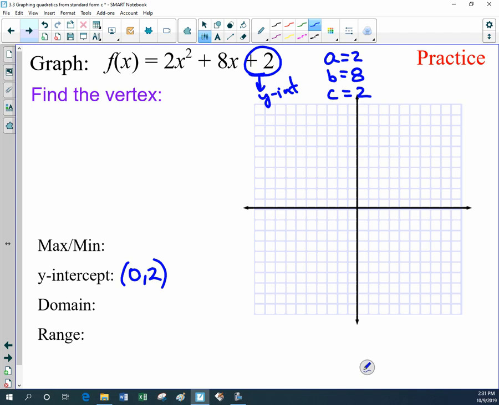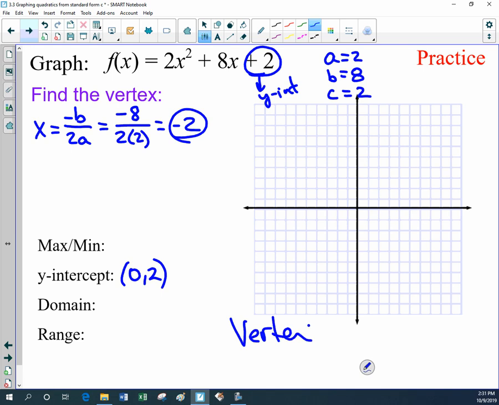Okay, and then let's start by finding the vertex. To find the vertex, opposite of b divided by 2a. b is a positive 8, so the opposite of that would be -8. And then 2 times a would be 2 times 2. So -8 divided by 4 is -2. So the x coordinate of our vertex is -2.